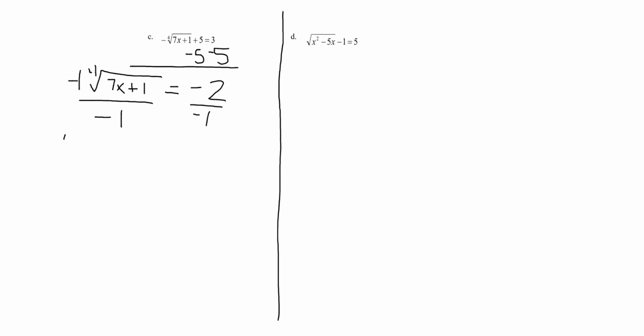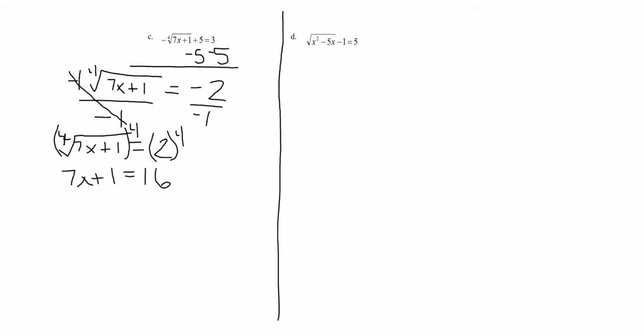So now we have the 4th root of 7x plus 1. It's going to be equal to 2, because our negative 1s will equal a positive 1, and the 2 negatives give us a positive 2. Now we have the isolated radical. We want to get rid of it. The index is 4, so we'll raise everything to a power of 4. And that cancels out the radical, so we have 7x plus 1, and 2 to the 4th power is 16.